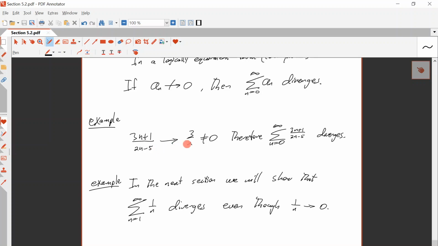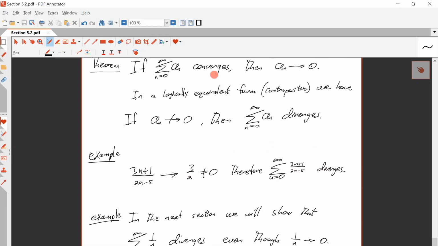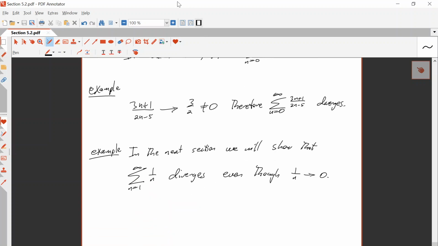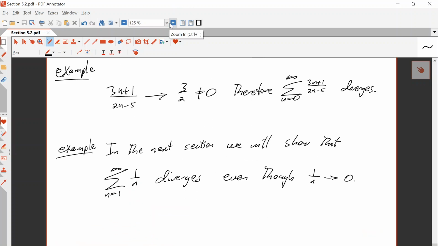So if the terms don't go to 0, then the series diverges. Or if the series converges, the terms go to 0. But if the terms go to 0, it doesn't mean the sum has to converge. And this is the standard example. All right. Let's go over the proof of that.